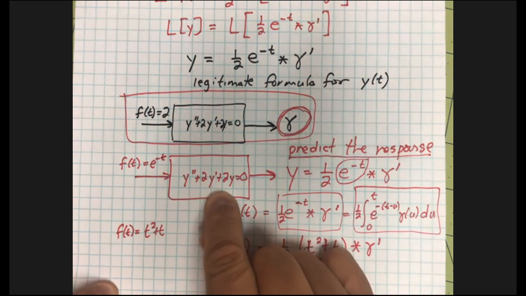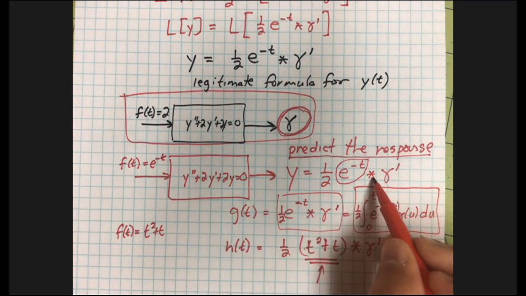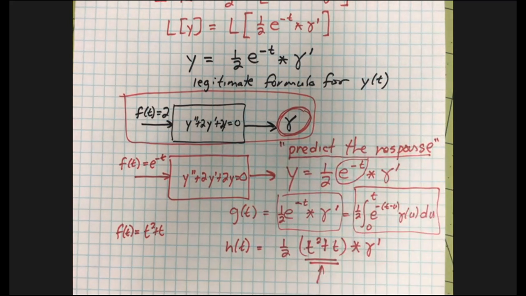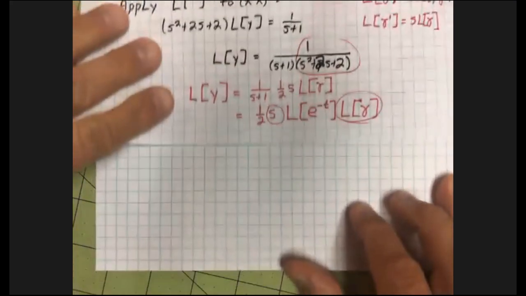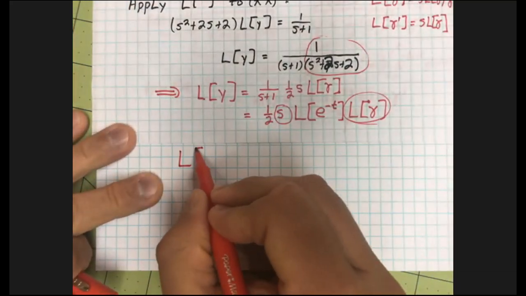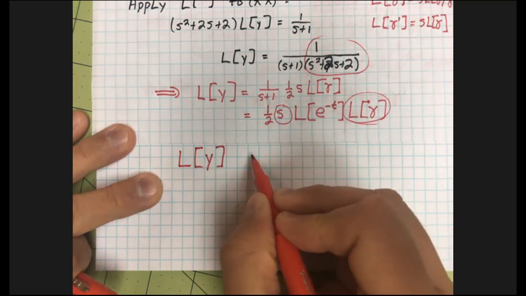That does sound too good to be true. And the weapon is a convolution. You can predict the response. Okay. Excuse me. I'll do it one more way. Let's go back to here and show you how you could produce the response even better.